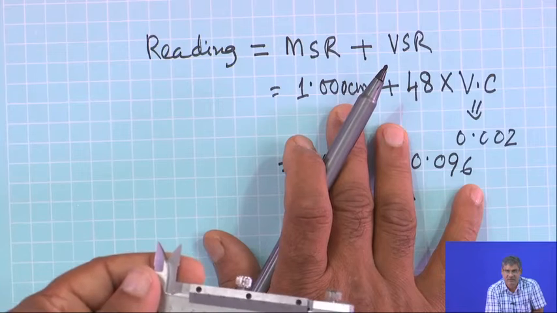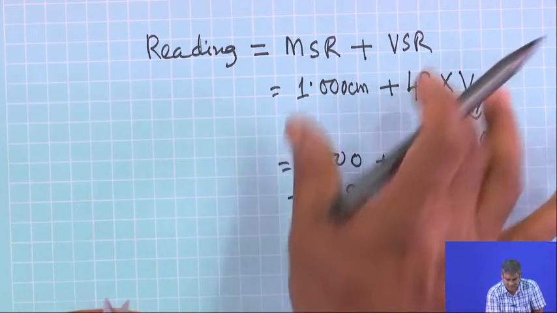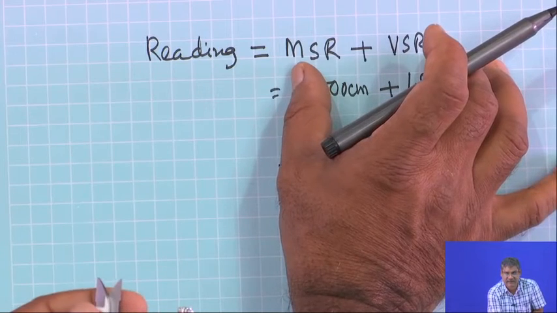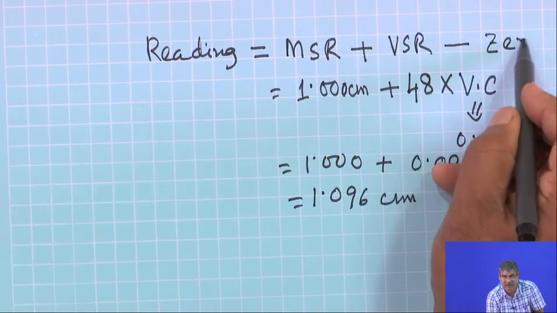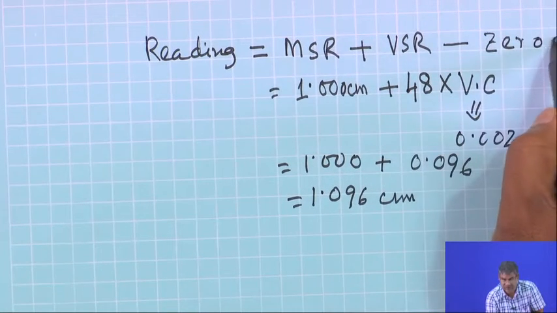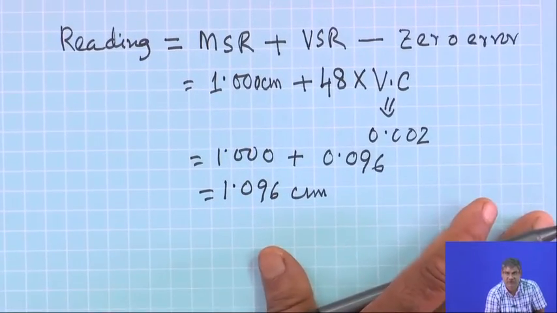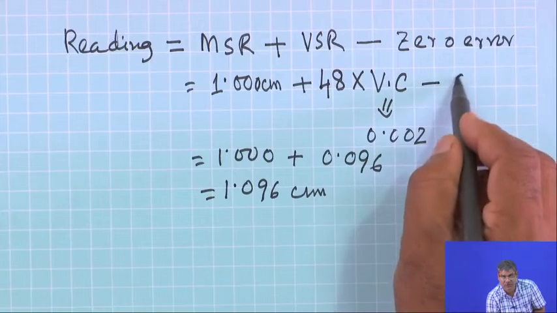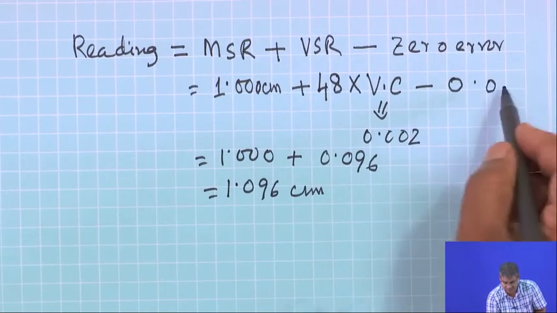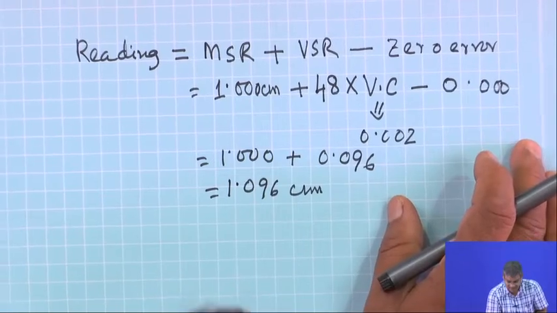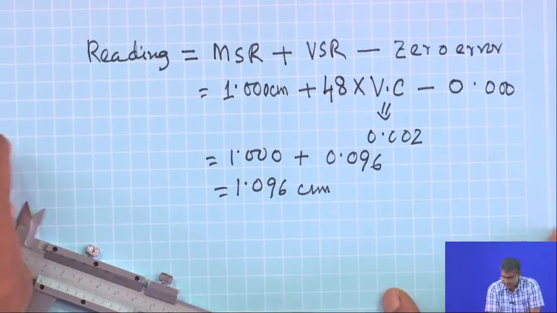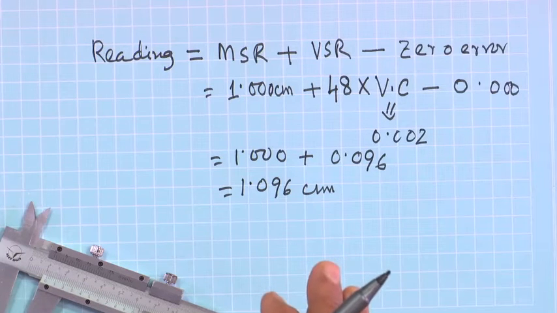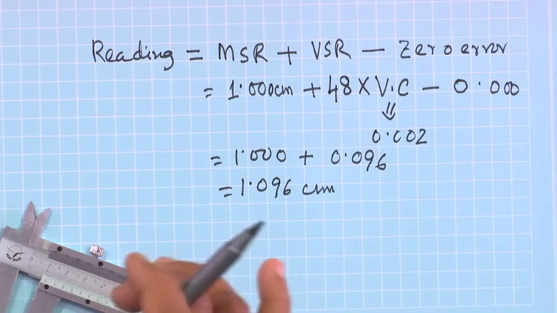So if we apply the definition of the reading of the length, it is final reading minus initial reading. If we take this as the final reading, then minus initial reading, that is the zero error, okay. So in this case the zero error was 0.000, I can write up to 3 digits. So fine. Now here what I want to say, in meter scale, we have taken the final reading and initial reading.